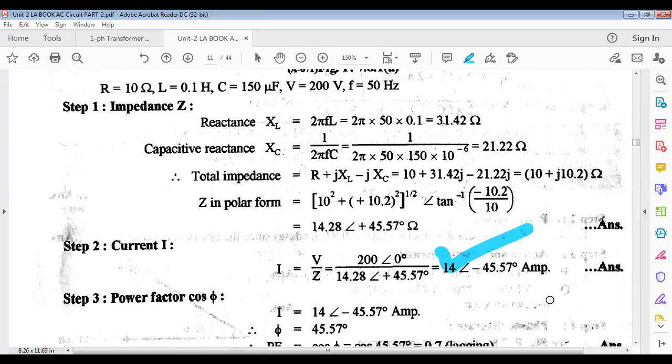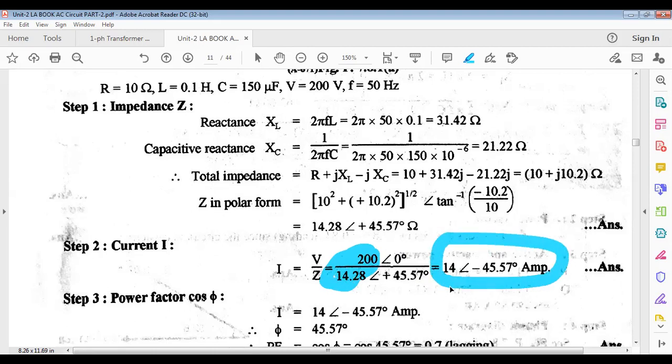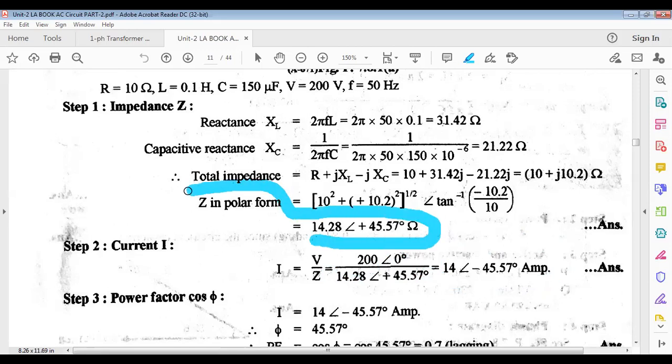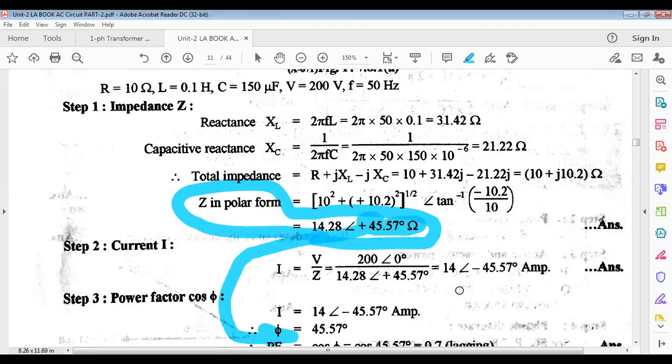How to calculate current, is this clear? Yes, ma'am. Suppose the options given are only in terms of magnitude, then only this you can do. But if the options are in polar or rectangular form, then you compulsorily have to do division in polar form, and then convert polar to rectangular easily. Now power factor angle, as I told you previously also, whatever the angle of Z in polar form, you can consider as the power factor angle phi.